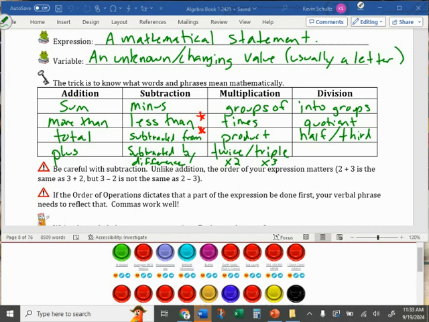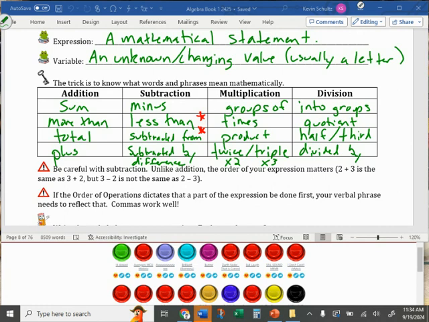Division into groups, quotient, half and third. What else? Quotient. Divided by. Maybe just divided by. Maybe that's it. Okay. So all these different words can mean all these different operations, and the trick of it is reading it, understanding what it's asking you to do. Like I said, setting it up and then actually doing it.